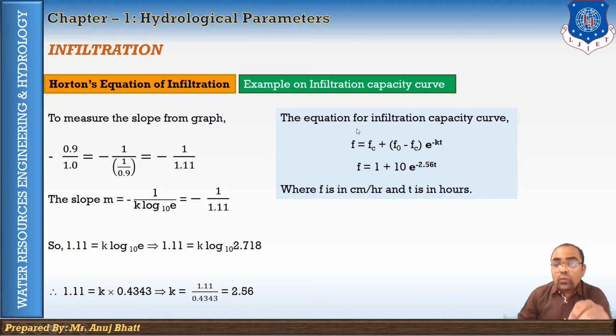So the equation for the infiltration curve would be F is equal to Fc as 1, plus F0 minus Fc, that value was 10 as per the table, and the value of k is 2.56. So the final equation of the infiltration capacity curve is F is equal to 1 plus 10 into e raised to minus 2.56 t, where F is in centimeter per hour and t is in hours.